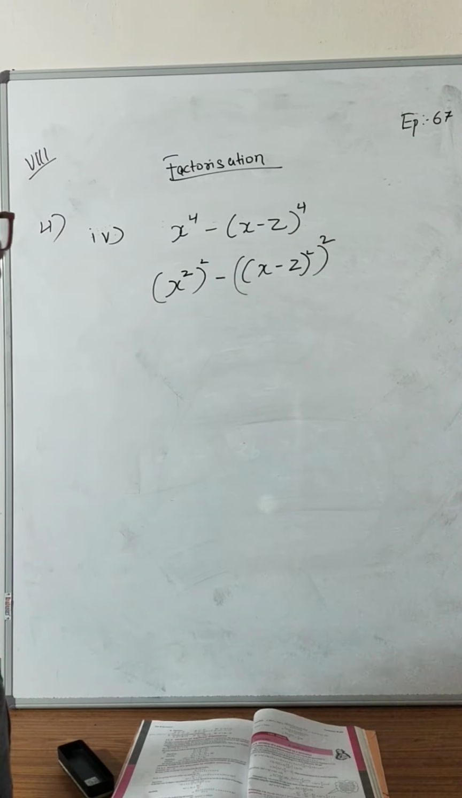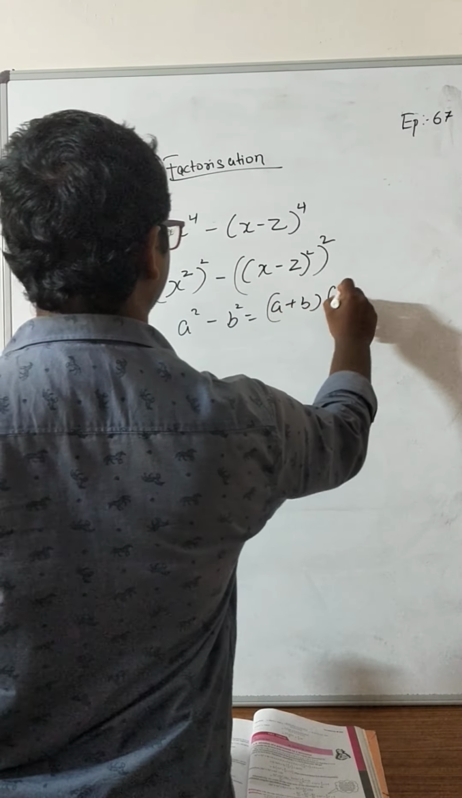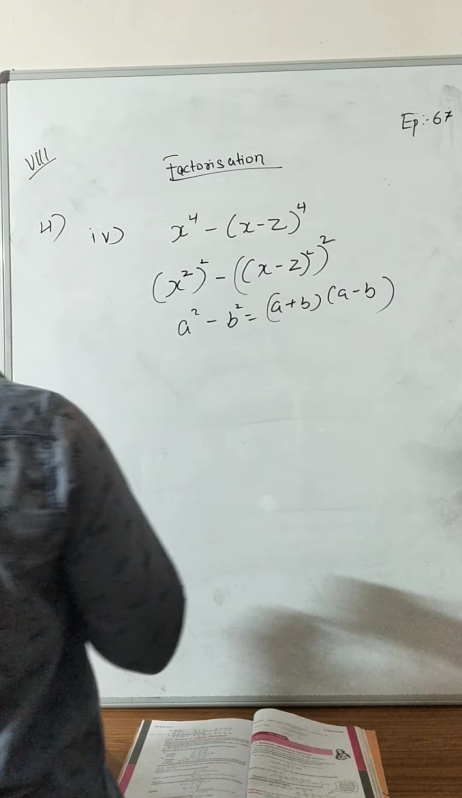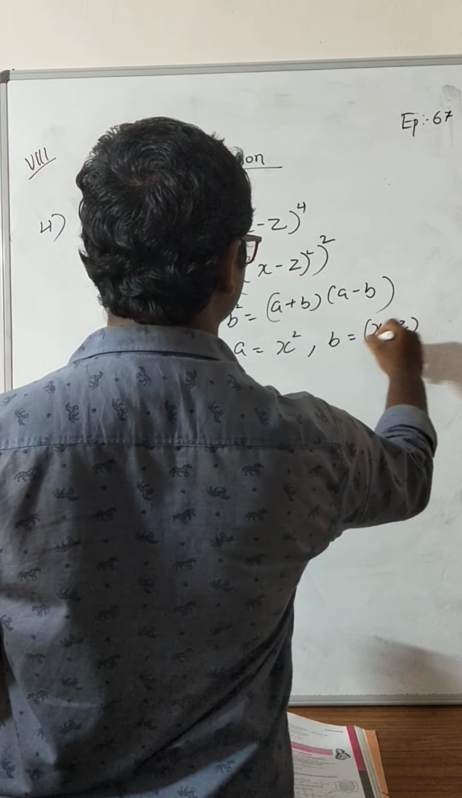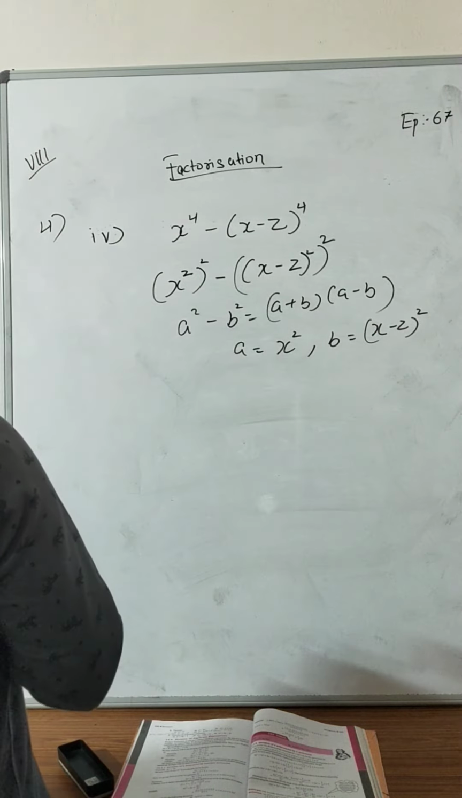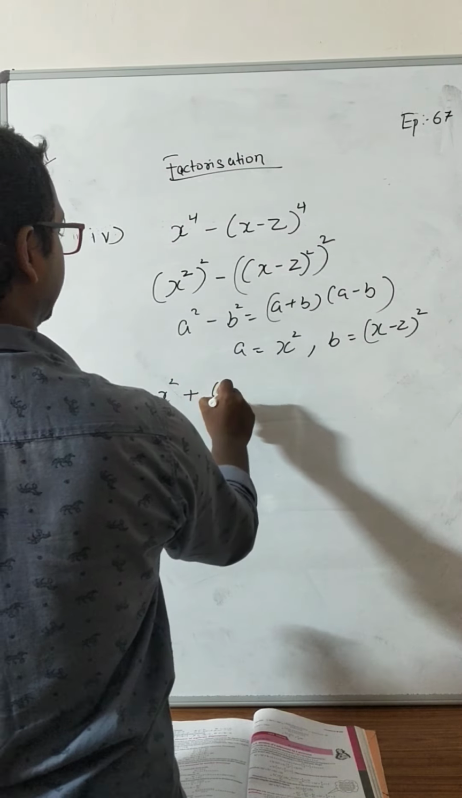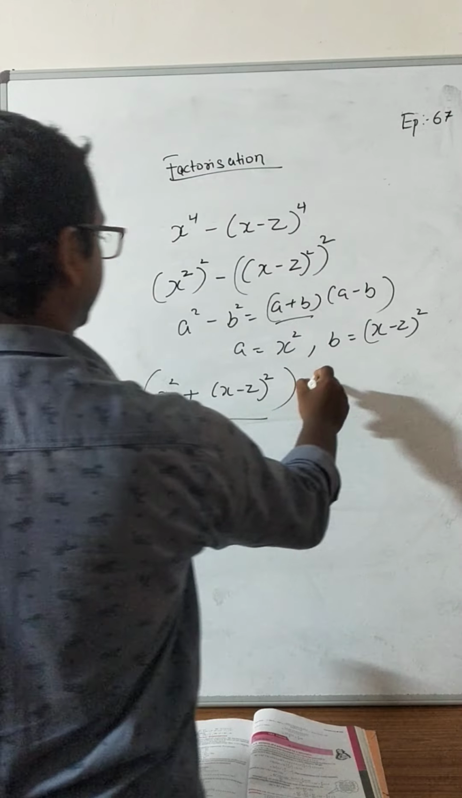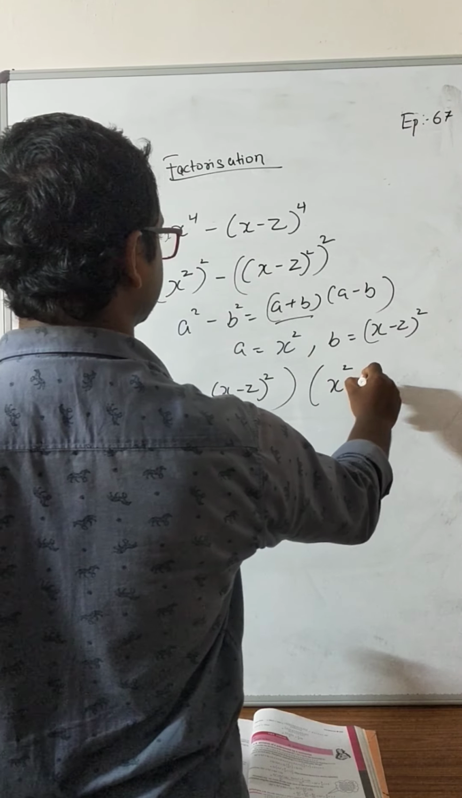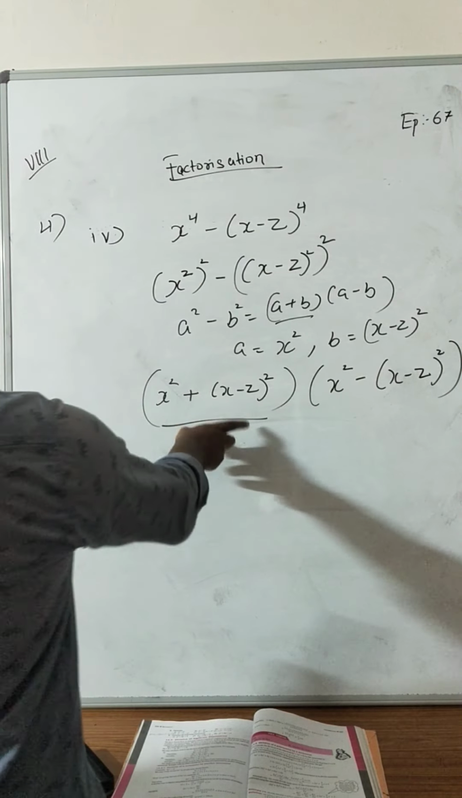So this is of the format identity 3, which is a square minus b square. A square minus b square can be written as a plus b and a minus b, where a is x square and b is x minus z square. So I will expand into this format, which is x square plus x minus z square. This is a plus b. Next a minus b, which is x square minus x minus z whole square. So a plus b whole square, a minus b whole square.